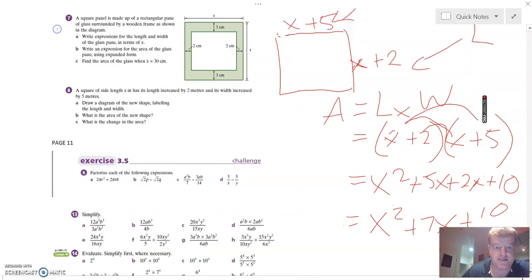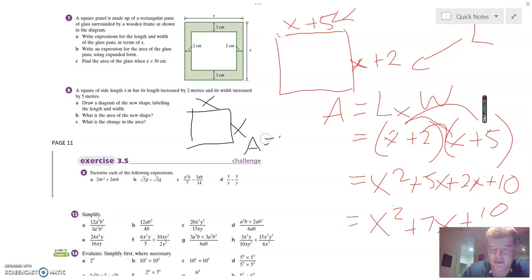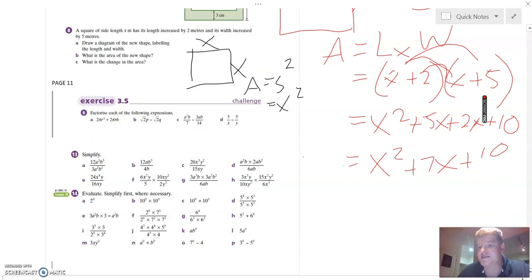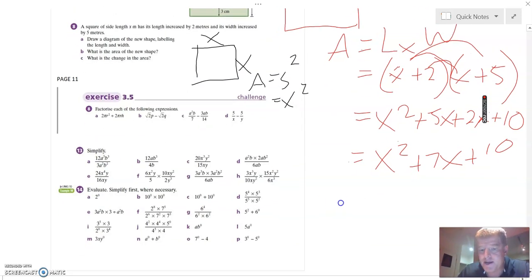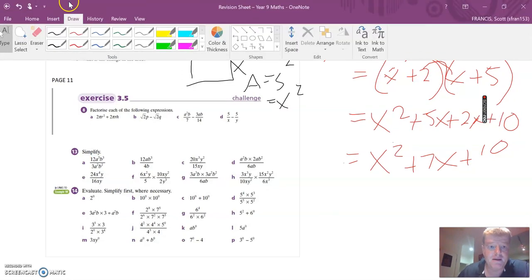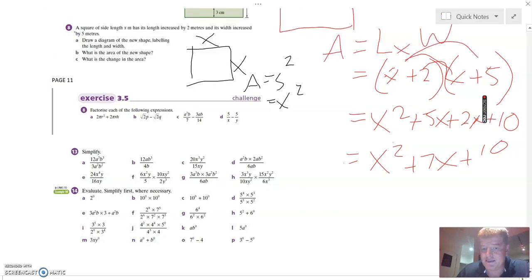let's use a different colour for our square. When it was a square, the sides were each x. So the area of the square is the side squared, which is going to equal x squared. So what's the change in the area? The change in the area is going to be the x squared plus 7x plus 10 minus the original area, which is x squared.